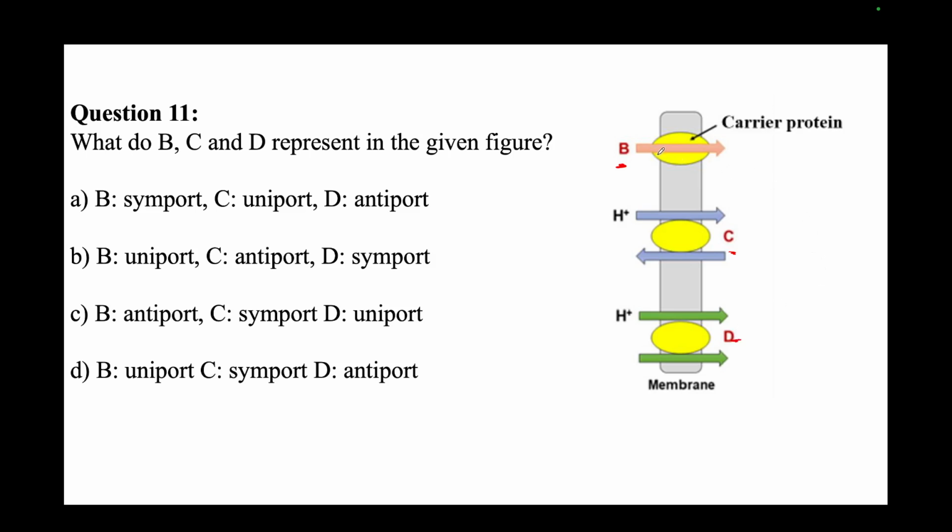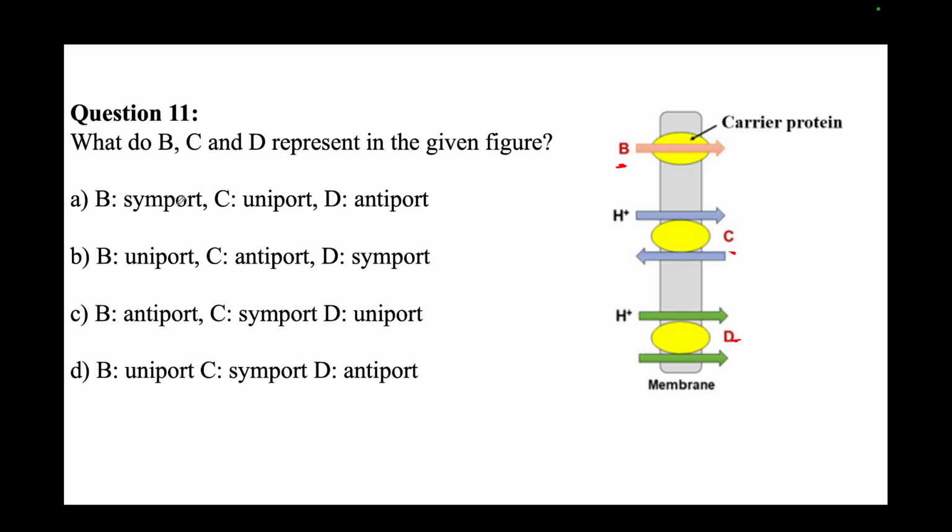In the first case we have only a single arrow going from left to right. In the second case we have one arrow going from left to right and a second arrow going from right to left. In the third case we have both the arrows going from left to right. So what would it be?